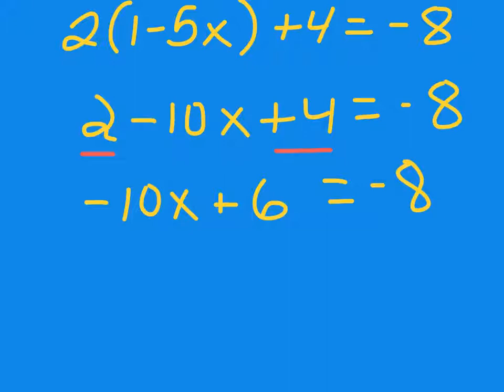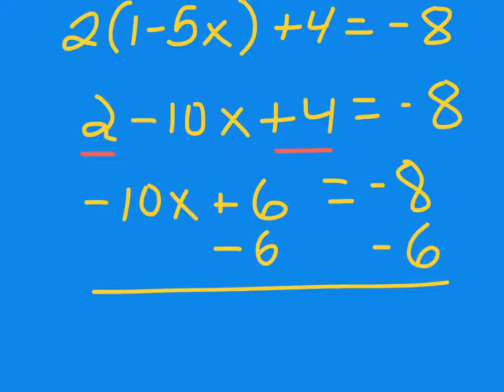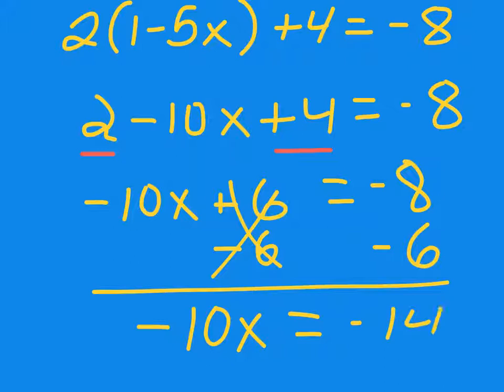From here, I would subtract 6 from both sides because you have to undo the addition. Remember, always look for what you can undo. Undo the addition, subtract 6 from both sides, and it cancels out here. You're left with negative 10x equals a negative 8 minus 6. Negative 8 minus 6 gives you a negative 14.